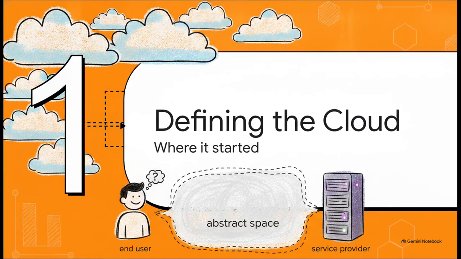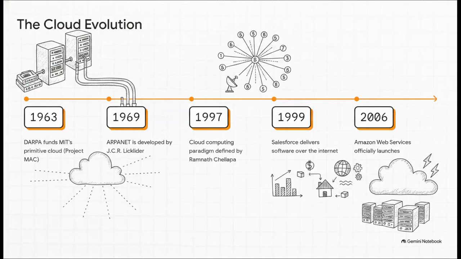Section 1, defining the cloud and taking a quick look at where it all started. It's honestly wild to think about how incredibly fast we went from massive room-sized mainframes running on reels of magnetic tape in the 1960s to the massive commercial explosion we're seeing today. I mean, it all kicked off back in 1963 when DARPA funded MIT to develop a really primitive cloud system just so a single computer could be used by multiple people at the same time.